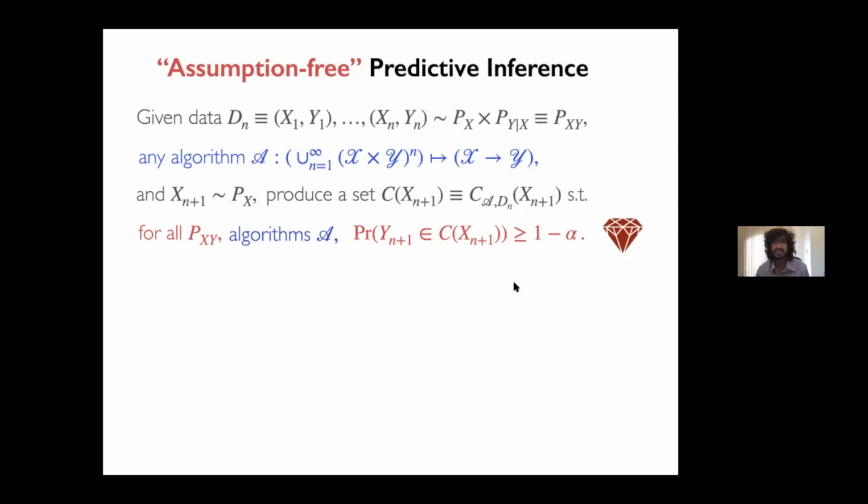And now this set is going to depend, of course, on the algorithm you choose to employ to construct the set. It's going to depend on the underlying training data D_n. But I'm going to suppress that so that I don't have to keep writing C of A, D_n, of X_{n+1}. I'm just going to write C of X_{n+1}. And so I would like to produce this set such that it has the guarantee of coverage, but this guarantee holds for all P_XY and for all algorithms A.